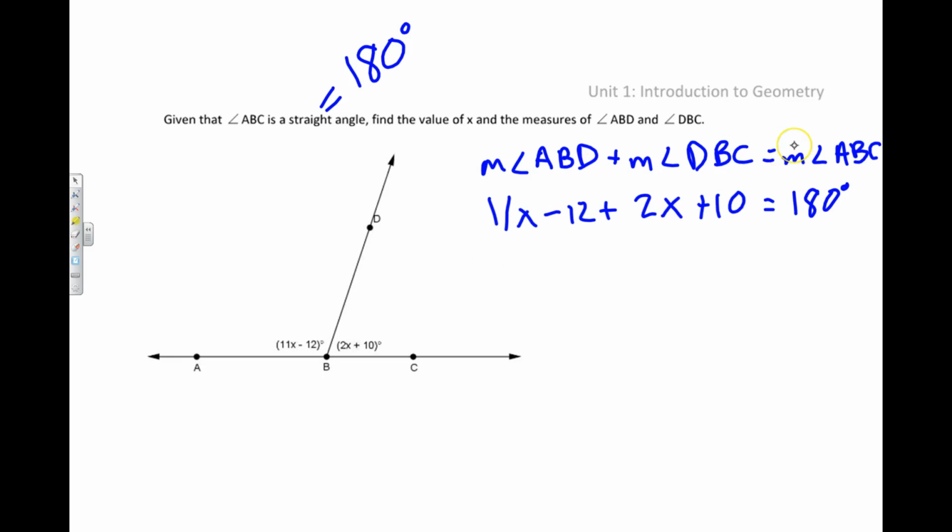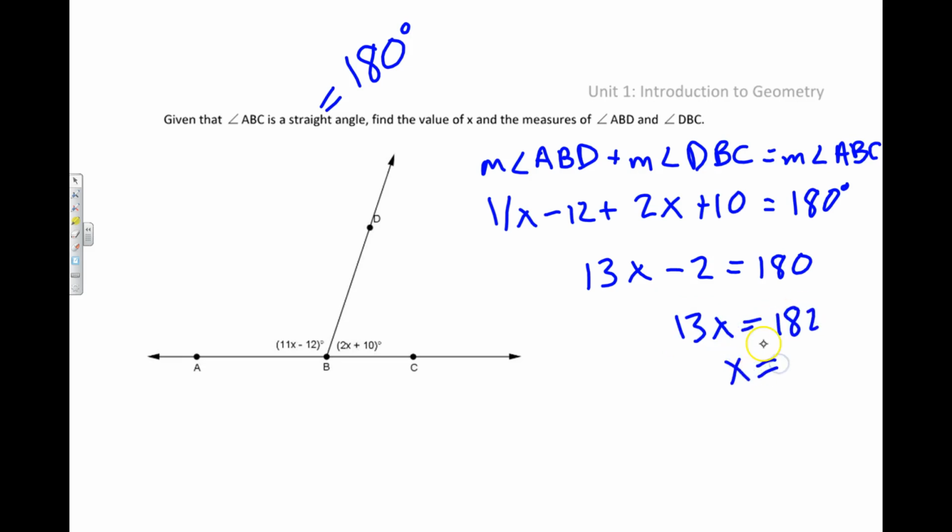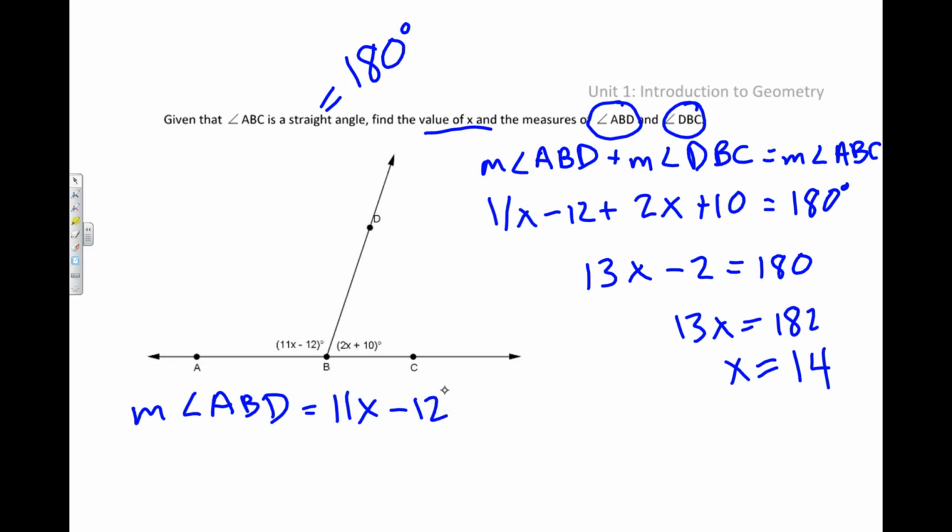So part plus part equals 180. We're going to combine our like terms. I get 13x minus 2 equals 180, or 13x equals 182, or x equals 14. So we found the value of x, and now I want to find the measures of ABD and DBC. My measure of angle ABD, they told me, was 11x minus 12, so I simply plug in the 14. 11 times 14 minus 12 equals 142 degrees.